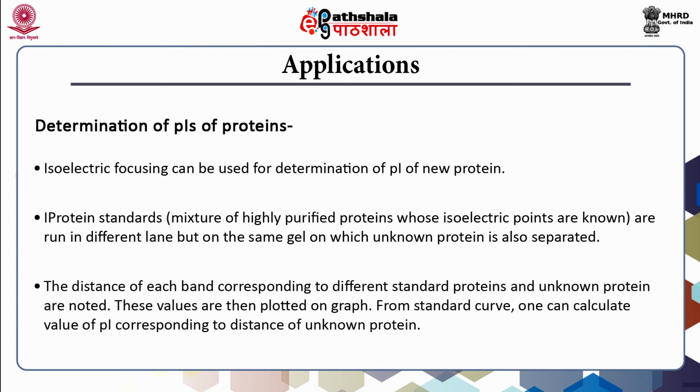The distance of each band corresponding to different standard proteins from either end of the gel is noted. Also, the distance of the unknown protein is similarly noted. These values are then plotted on a graph. Distance and pI values are recorded on different axes. From the standard curve, one can calculate the value of pI corresponding to the distance of the unknown protein.